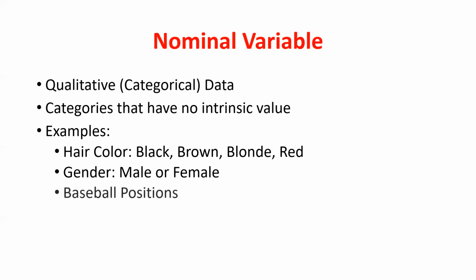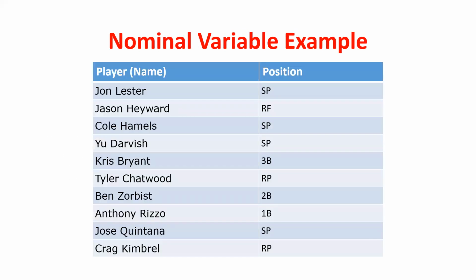So some other examples might be from the other data set we had, the baseball positions. They're nominal. I can't really rank the positions based solely off of what the name of the position is. So all these, the name, would be nominal. I can't rank the data.